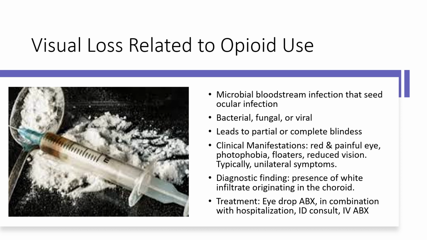So patients with suspected endogenous endophthalmitis, that's the medical name, present with minimal clinical manifestations. They might have a red and painful eye, photophobia, floaters, reduced vision. Most often they present with unilateral clinical manifestations, so it's only on one side. And up to 1/3 of the cases will have bilateral involvement.